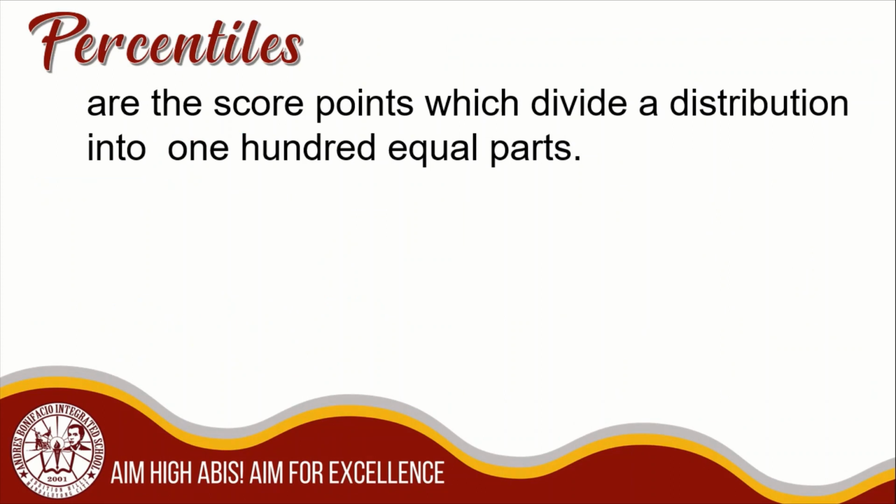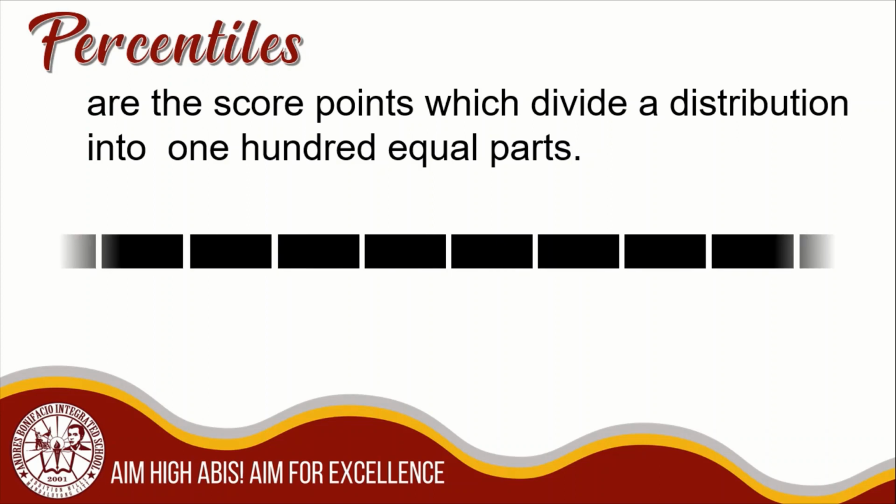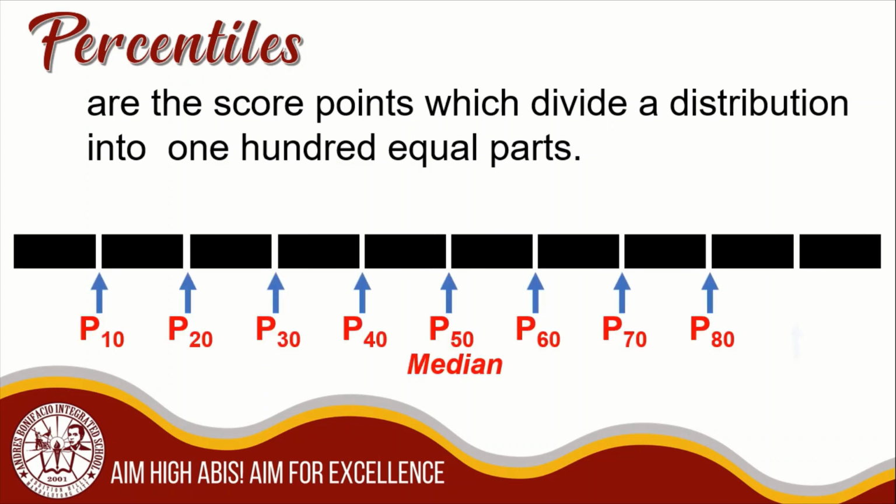Last is percentile. Percentiles are the 99 score points which divide a distribution into 100 equal parts. So, ibig sabihin, each part contains 1% of the total dataset. So, percentile determines the value of 1%, 2%, 3%, 4%, 5%, 6%, up to 99%. So, in our illustration, we have percentile 10, percentile 20, percentile 30, percentile 40, and so on, representing 10%, 20%, 30%, 40% of the given data set.